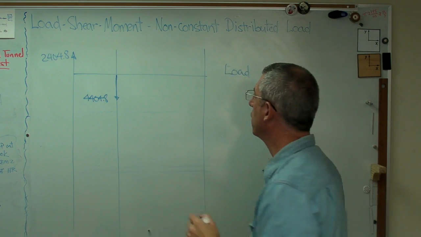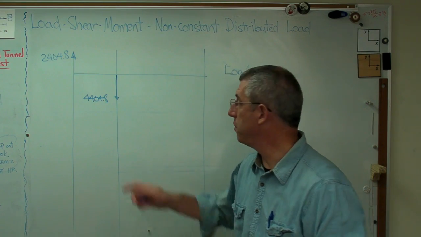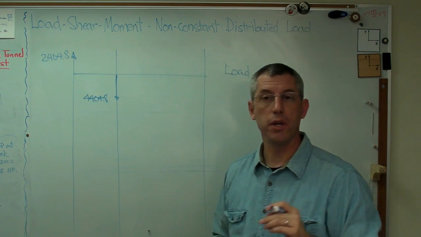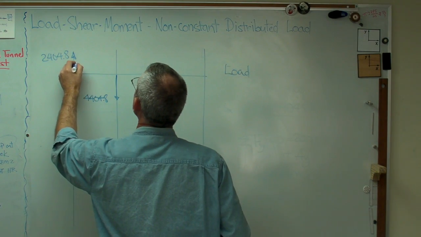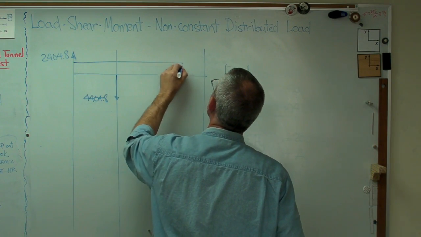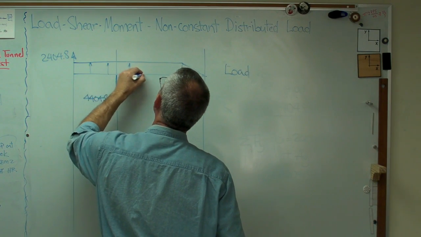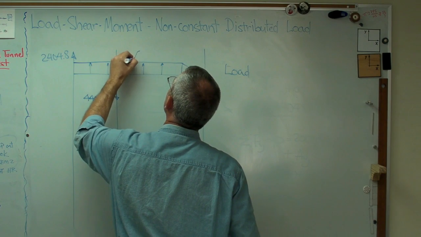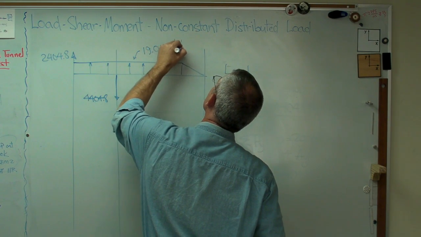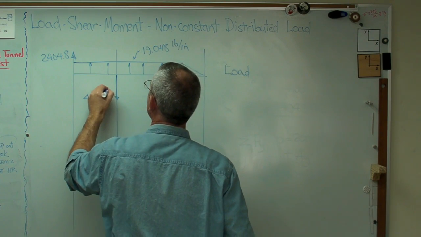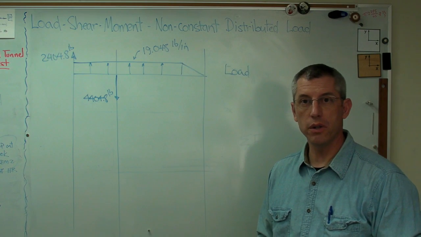Now what else? Got the distributed loads. Now, I can't use the equivalent concentrated load anymore. This beam does know the difference between a concentrated load and a distributed load. So the distributed load goes out here like this and then goes down. And this is as before. That's 19.048 pounds per inch. That's of course in pounds, and that's also in pounds. So there you go. There's the load diagram.